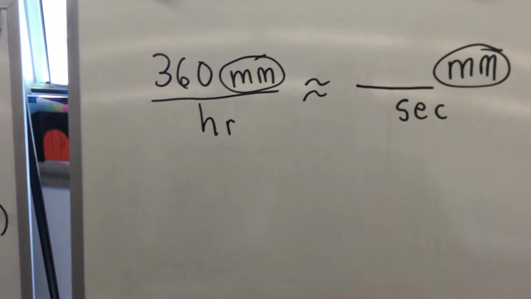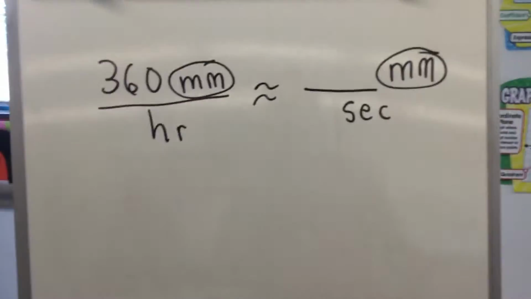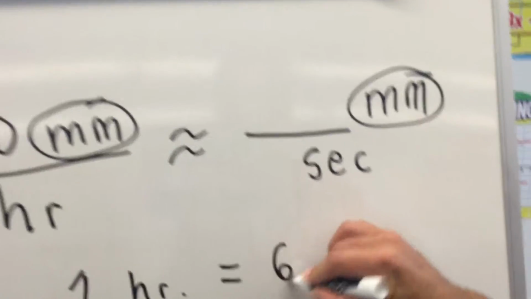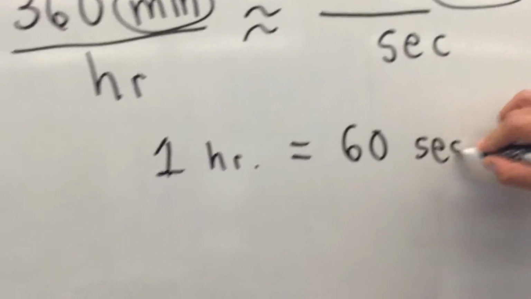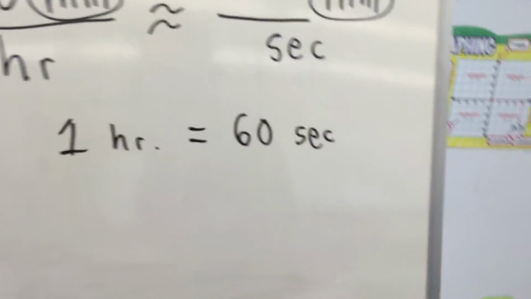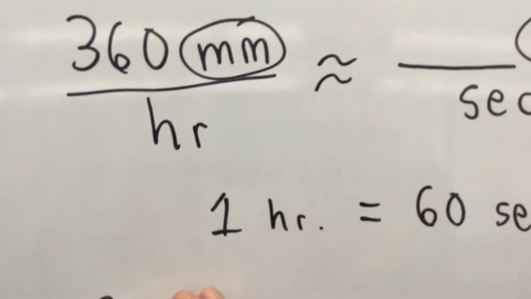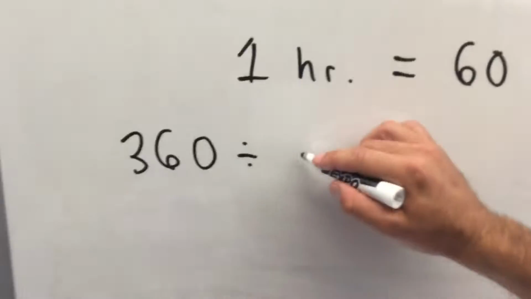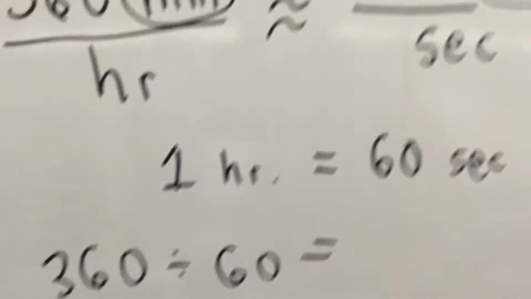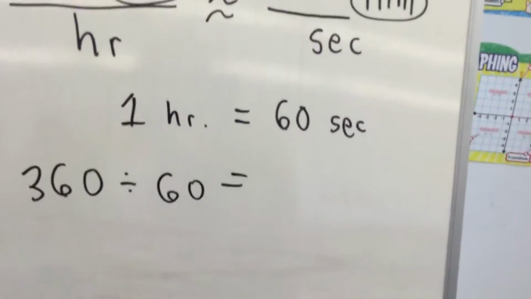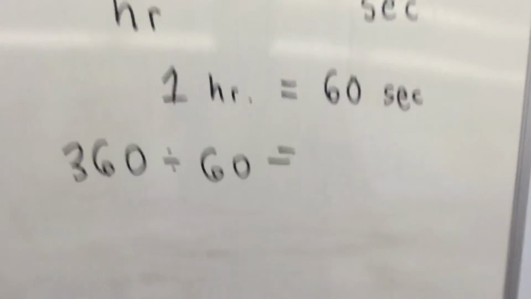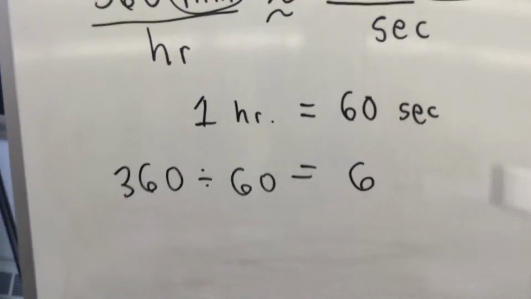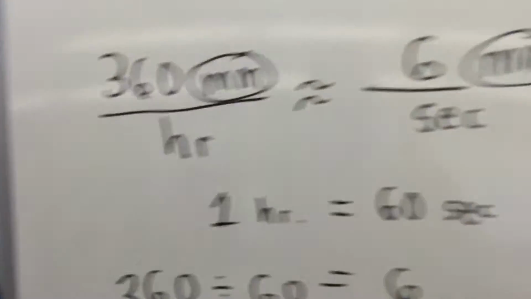So if I have 360 millimeters per hour, I know this, 1 hour equals 60 seconds. That's what I need to know. So what I'm actually just going to do is, if there's 360 in an hour, I can divide that by 60 seconds. And I think a lot of you might know this. That would be 6. Okay? So the answer here is 6 millimeters per second.